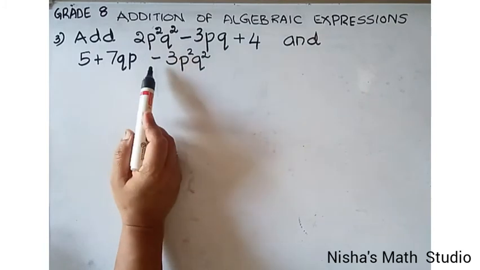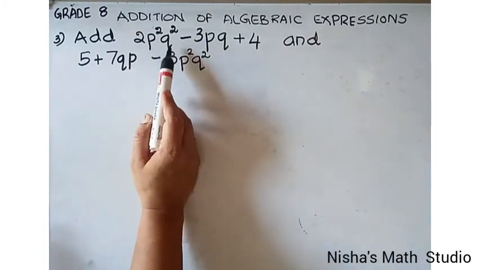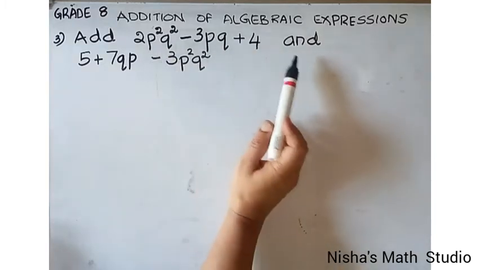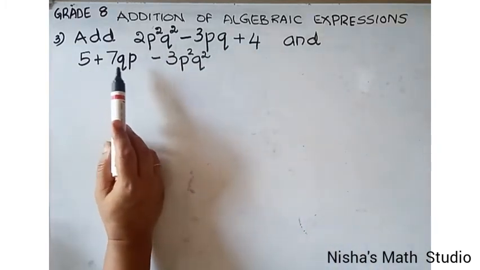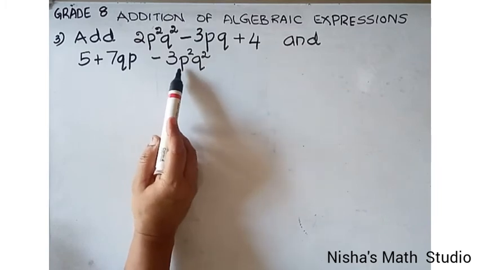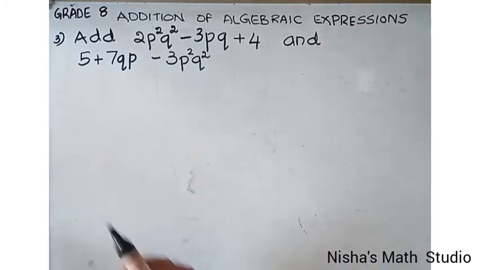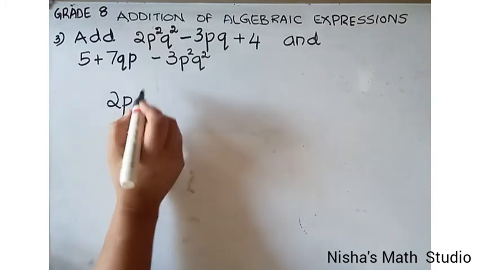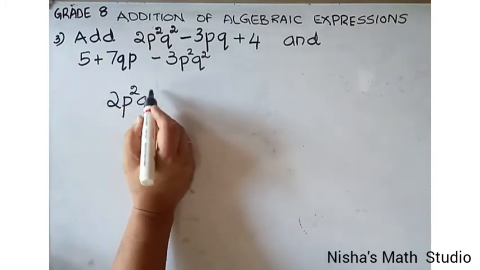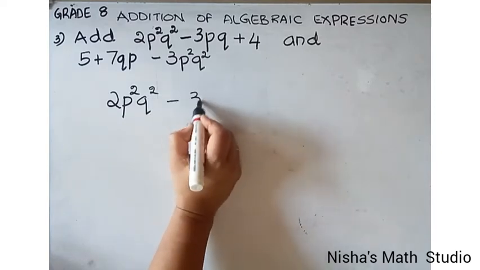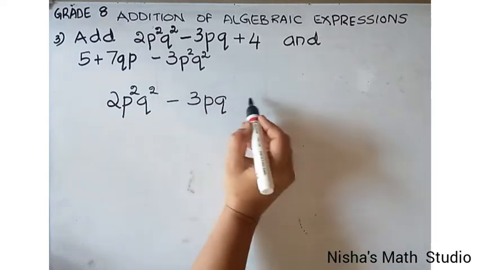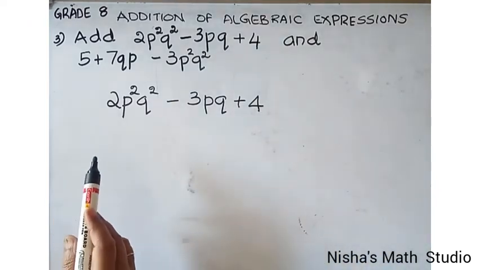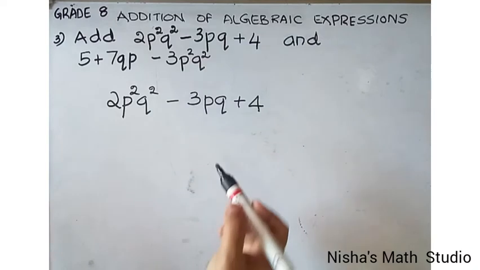Here we have to add the two expressions. 2p square q square minus 3pq plus 4 is one expression, and 5 plus 7qp minus 3p square q square is the second expression. First one let's write as it is, that is 2p square q square minus 3pq plus 4.